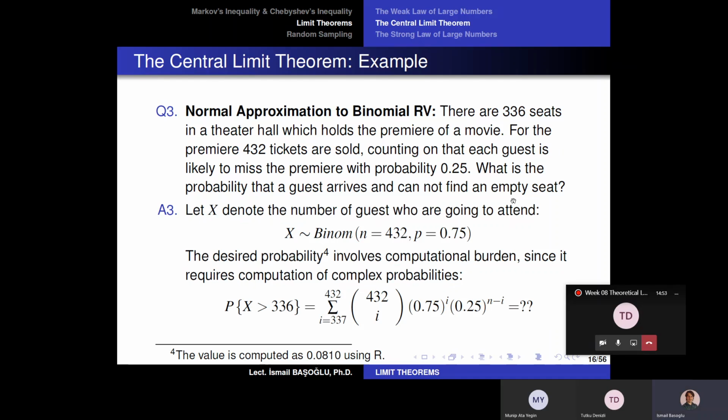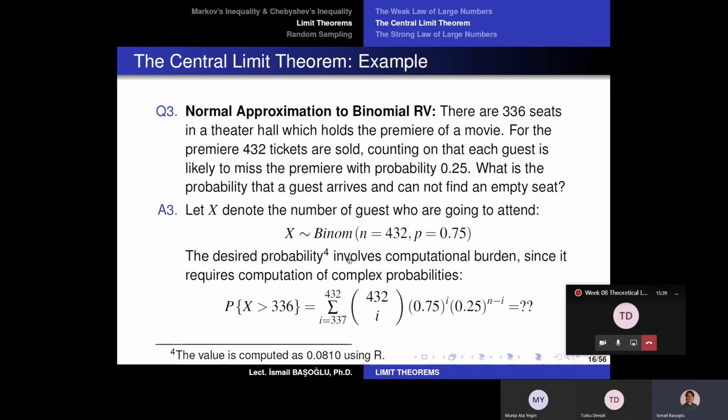Now, in this question, we are selling tickets to 432 people, and each of these 432 guests is likely to participate with 0.75 probability. The total number of guests who are going to attend the premiere is a binomial random variable if we assume independence between the behavior of the guests. So here X is a binomial random variable with size parameter 432, which is the total number of tickets sold, and success probability 0.75, which is the probability of each guest to attend.